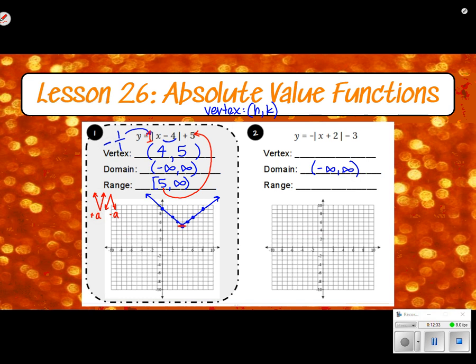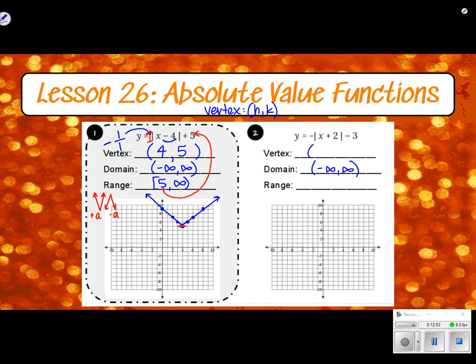So you can play around with that idea. I think there's some problems in the homework where you have to decide what the domain and the vertex and the range are without graphing them. And so that's one aspect of how to figure out what the range is. So let's look at number 2. We've already figured out the domain. Let's figure out the vertex.